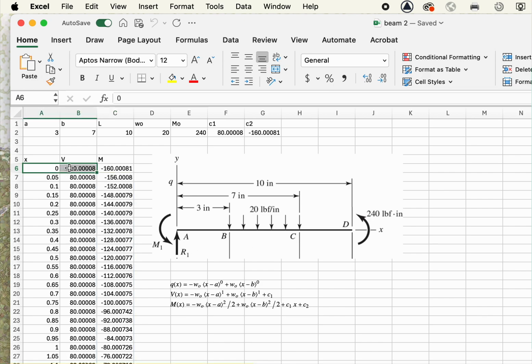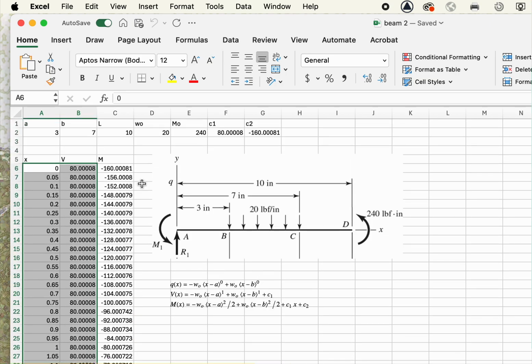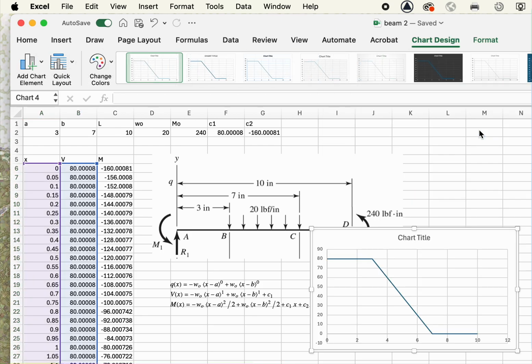Now if I just do those guys and hit Control Shift down arrow, that highlights that entire thing. And I can do insert XY scatter plot. And there is my shear force. Notice it starts this. So this 80 right here is now what that R1 is, right? So it starts out with this R1, comes down here, gradually comes off as this distributed load's pulling down, right? So this is 4 inches right here, so that's a total of 80 pounds. So it starts at 80, goes down to 0, and then there's no more distributed load, so it just ends at 0, which is our boundary condition.